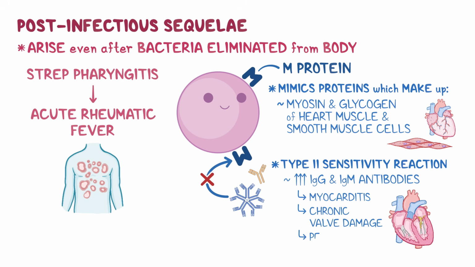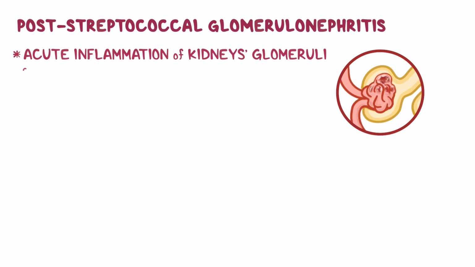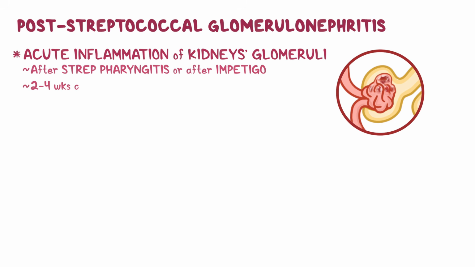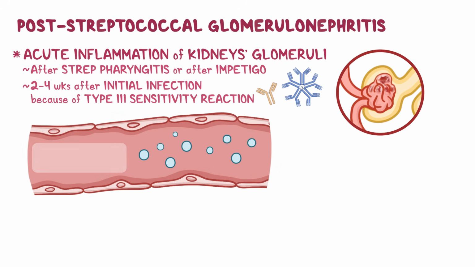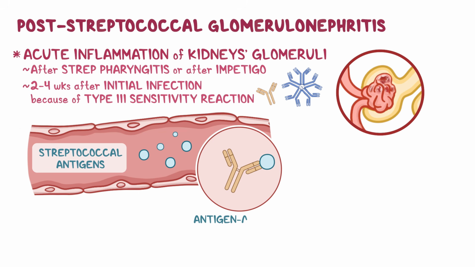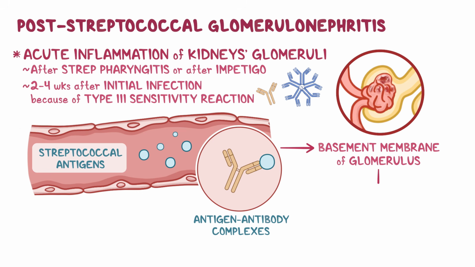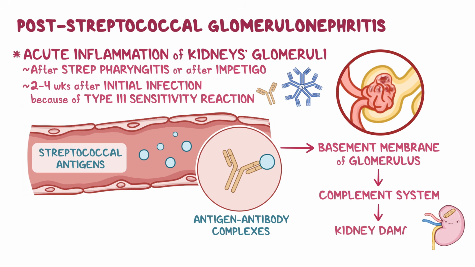the pericardium, causing pericarditis. Another post-strep pyogenes complication is post-streptococcal glomerulonephritis, which means acute inflammation of the kidney's glomeruli, most commonly seen after strep pharyngitis or after impetigo. It typically occurs 2 to 4 weeks after the initial infection because of a type 3 sensitivity reaction. This means that the streptococcal antigens that remain in the blood combine with antibodies and form antigen-antibody complexes that are deposited in the basement membrane of the glomerulus. This can activate the complement system and attract neutrophils to the glomeruli, resulting in kidney damage.